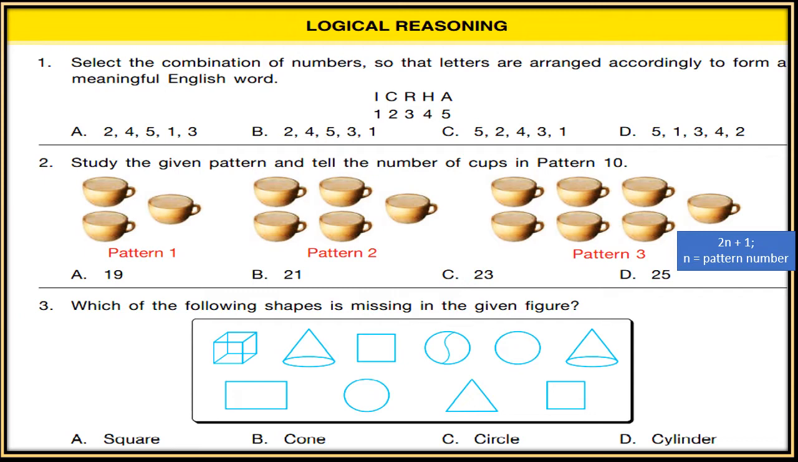Question number 3. Which of the following shapes is missing in the given figure? Now see, in options A, B, C, D, the shapes are given: square, cone, circle, cylinder. Now choose from box which shape is missing: square, cone, circle or cylinder.